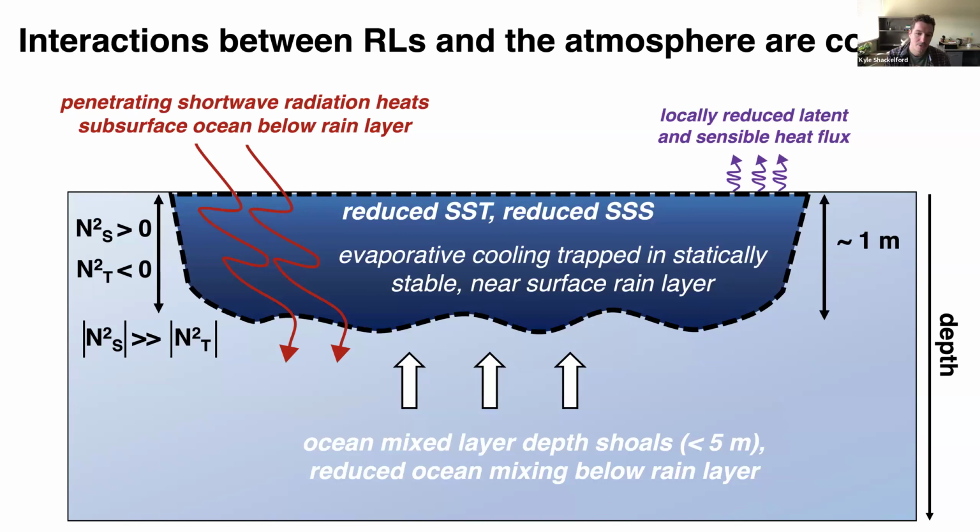And additionally, because rain layers sit above the ocean mixed layer base, you have penetrating shortwave radiation that can penetrate below the rain layer base and heat the subsurface ocean, which is effectively decoupled from the atmosphere. So that heat can build in the presence of a rain layer until the rain layer is ultimately destroyed by wind-driven mixing. These are some of the ways we thought rain layers may impact air-sea interaction.